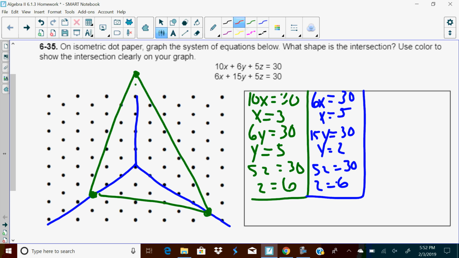Then let's do the second one in red. So I get x equals 5, 1, 2, 3, 4, 5. y equals 2. Then z also still equals 6. So when the two planes cross, they create a line. It's hard to see, but it's easier to see in a three-dimensional graph.